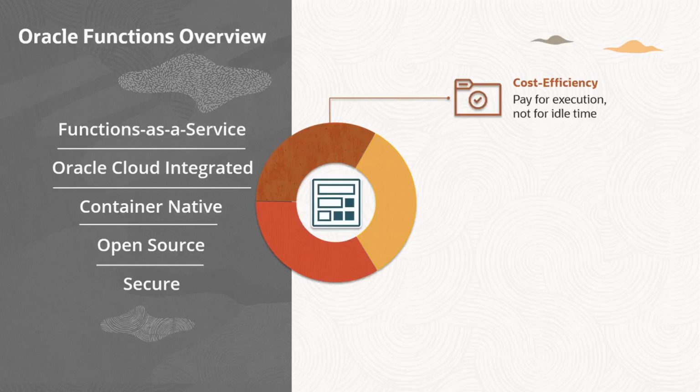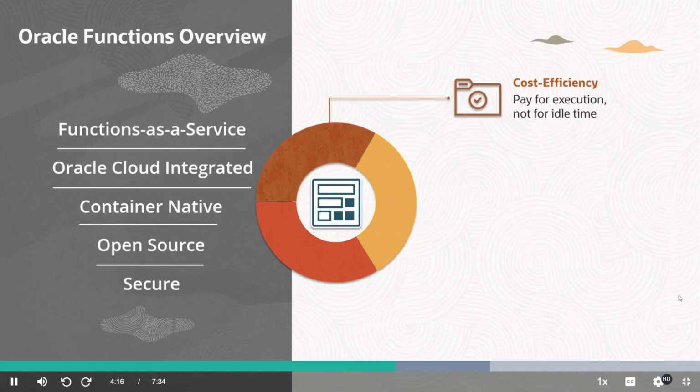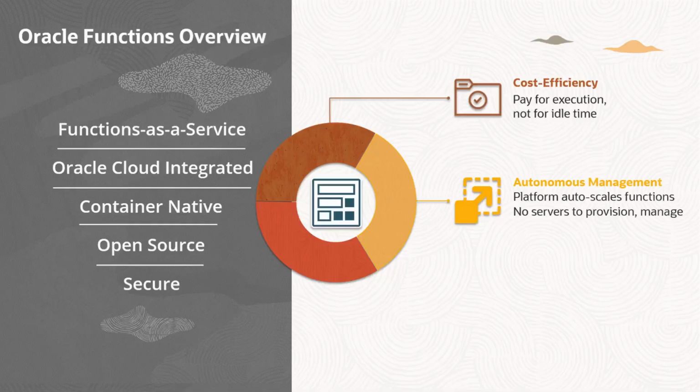Cost efficiency. Oracle Functions operates on a pay-per-use model. This means you only incur cost when your functions are actively running. If your functions are idle, you don't pay anything, making it a highly cost-effective solution. Autonomous management. The platform is designed to be autonomous. It handles provisioning, management, and auto-scaling of your functions, so you don't have to worry about these operational aspects. This allows you to focus on writing and deploying your code without the overhead of infrastructure management.